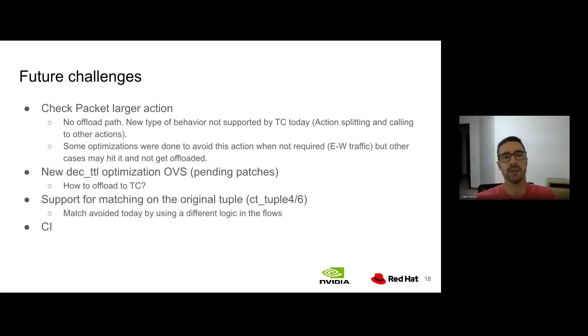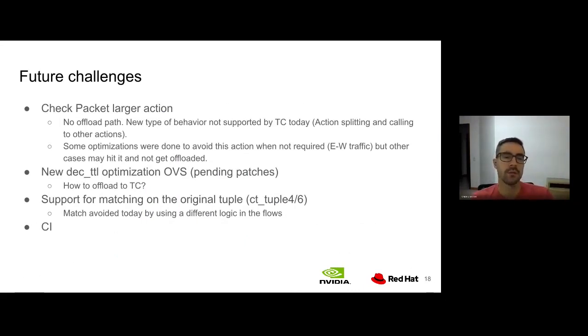It's a match. It takes an action, and it compares the packet size, but then it jumps to different resolution ID, depends on the results, or takes different actions. Some optimizations were done on the OVN layer already to avoid this action when not required, like on east-west traffic, but other cases may still hit it and not get offloaded.